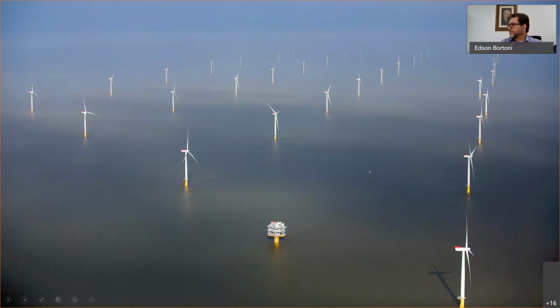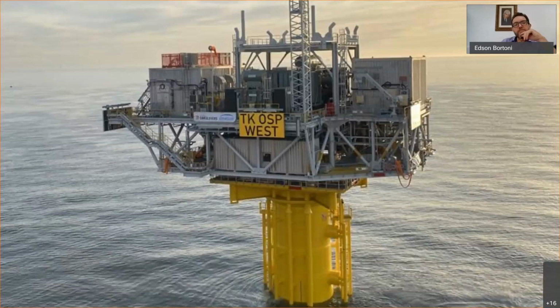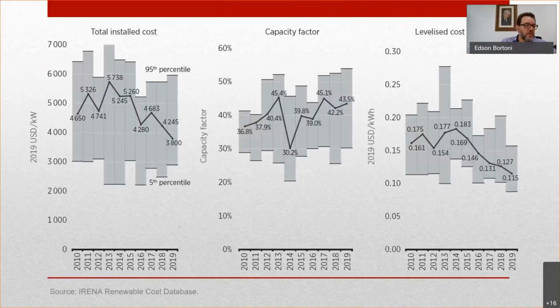Every offshore application will have some substations here. And the cost is expensive, almost $4,000 per kilowatt. It's expensive, but the oil companies have experience working in the sea. That's why the oil companies are jumping to this application of offshore wind turbines.